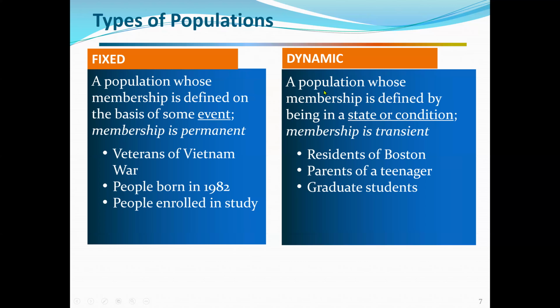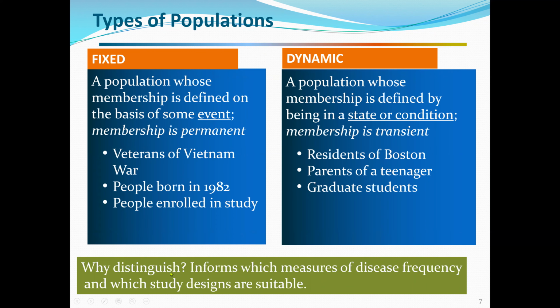And a dynamic population will be a population whose membership is defined by being in a state or condition. So the membership is transient. It can change. For example, residents of Boston, I may move from Boston in a few years or a few days. Parents of a teenager, graduate students. So here, the main keyword between fixed and dynamic: membership is transient in dynamic, and membership is permanent in fixed population.